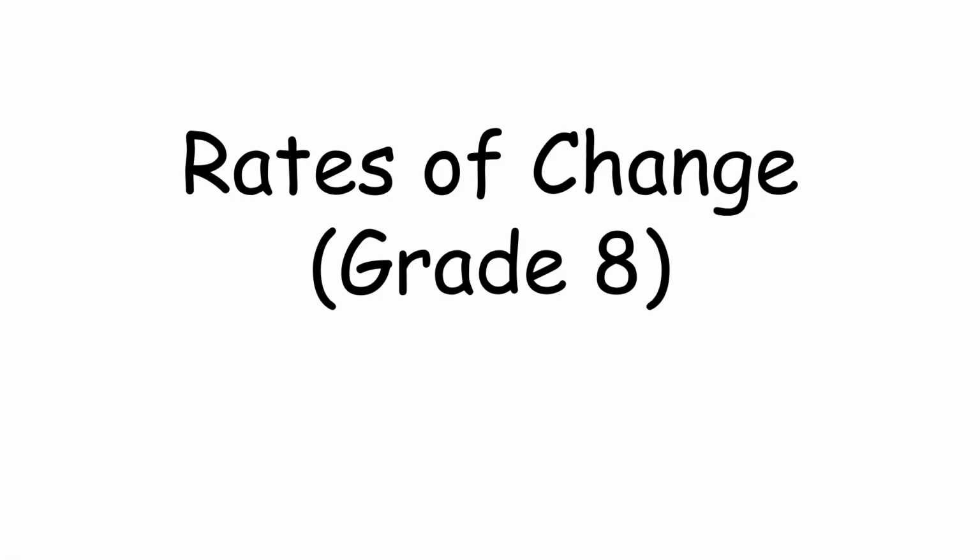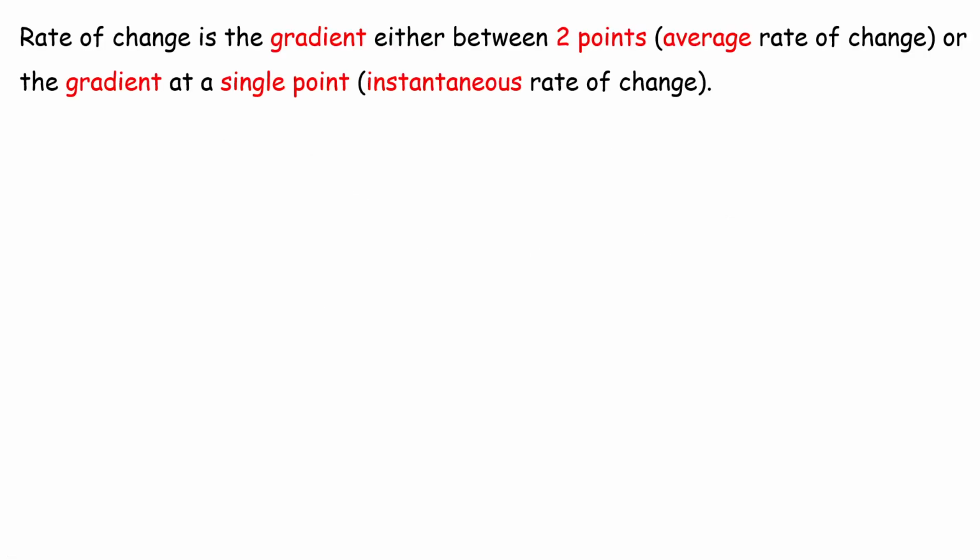Okay, so in this video we're looking at rates of change. So let's get straight into it. So what is rate of change? Rate of change is the gradient, so how steep something is, either between 2 points, which is the average rate of change, or the gradient, again the steepness, but this time at a single point, which we call the instantaneous rate of change.